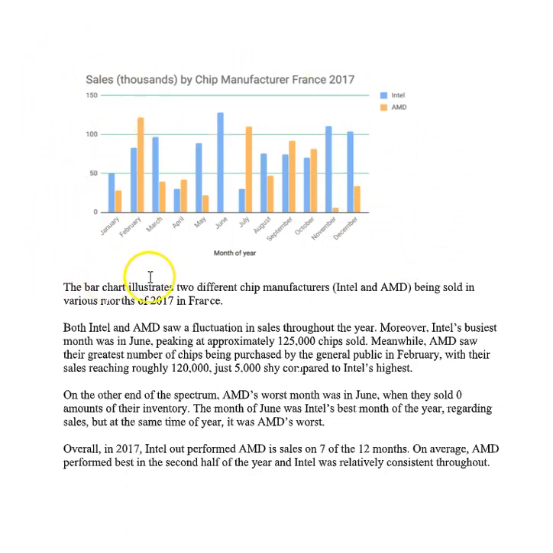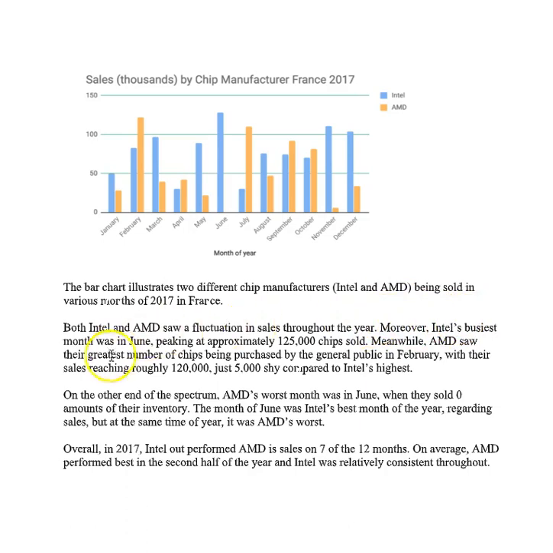So this bar chart illustrates the sales of two different computer chip manufacturers in 2017 in France. Okay, so we don't need various months because we've already got 2017. Okay, so the bar chart illustrates the sales of two different computer chip manufacturers in 2017 in France. Okay, good. Both Intel and AMD saw a fluctuation in sales throughout the year. Good, great opening sentence to that paragraph.